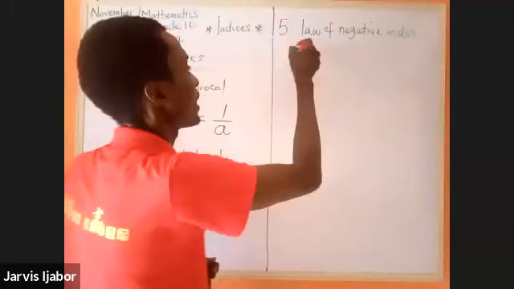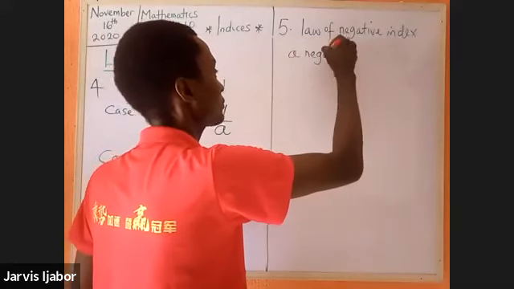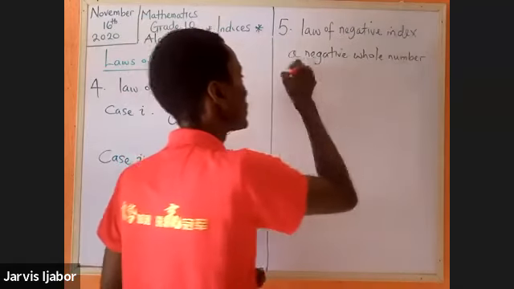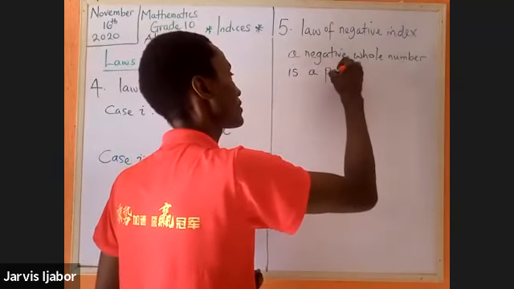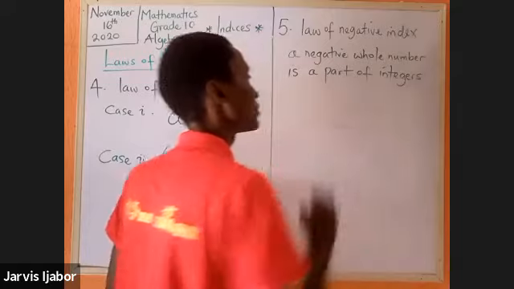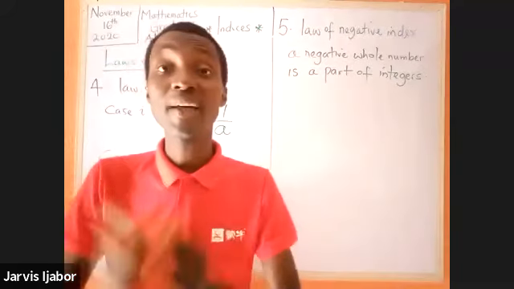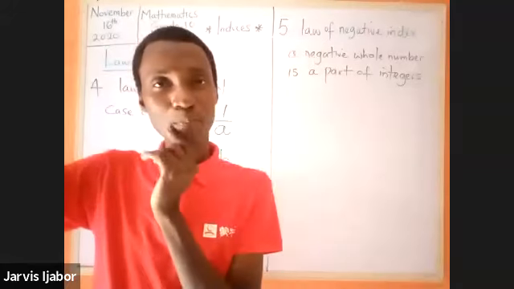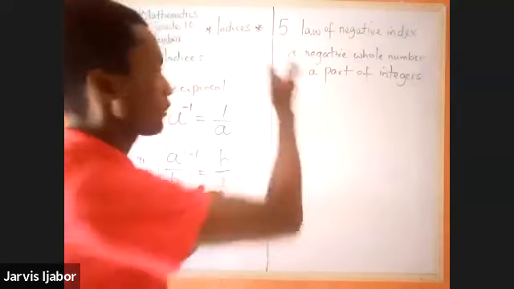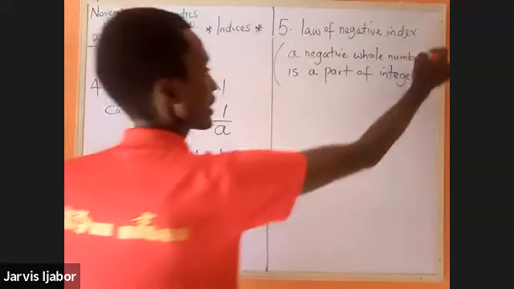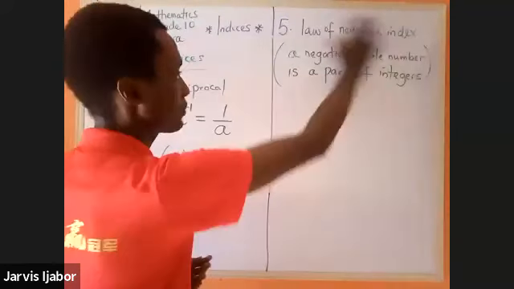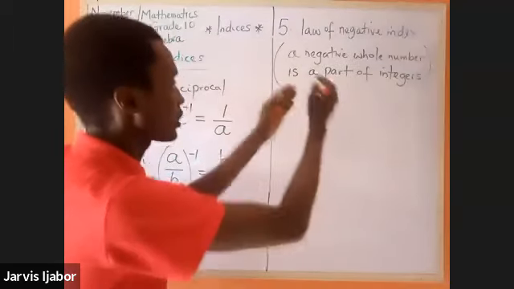Look at this. A negative whole number is a part of integers. So we can say that a negative whole number is an integer. So I'm connecting previous knowledge to an idea I want to front. This is an added note for you, to understand the concept very well. Now, from this, you discover what the law now talks about.